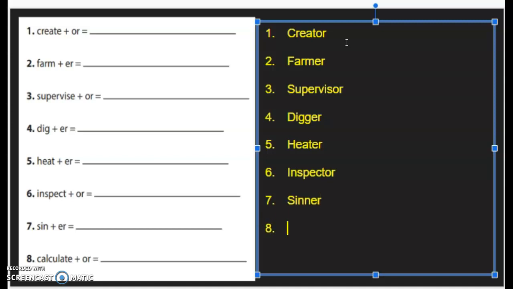And the last one, calculate plus OR. I need to take off that E, calculat, because I'm taking the E off, and then I'm going to add the OR. That means one who calculates. I don't think I ever realized that that was what that word meant. I just thought it was a tool that we use, but the OR at the end means one who calculates.